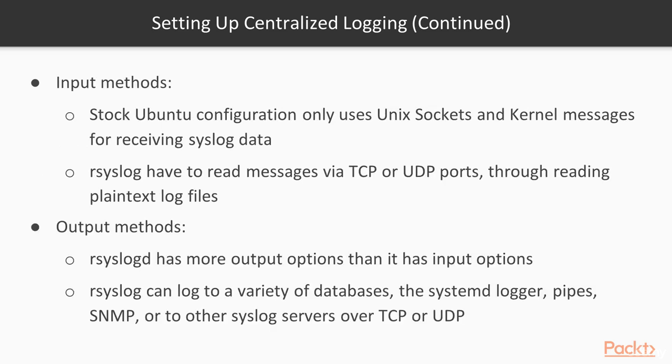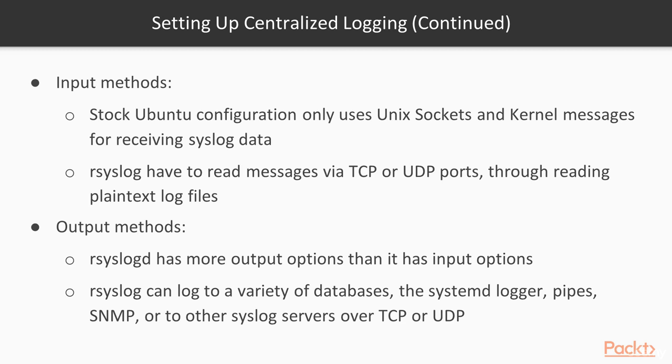Input methods. The stock Ubuntu configuration only uses Unix sockets and kernel messages for receiving syslog data. rsyslog itself is additionally able to read messages via TCP or UDP ports, though reading plain text log files directly from the file system is also possible. Output methods. rsyslog has more output options than it has input options. In addition to logging to plain text files, rsyslog can log to a variety of databases, the systemd logger, pipes, SNMP, or to other syslog servers over TCP or UDP.